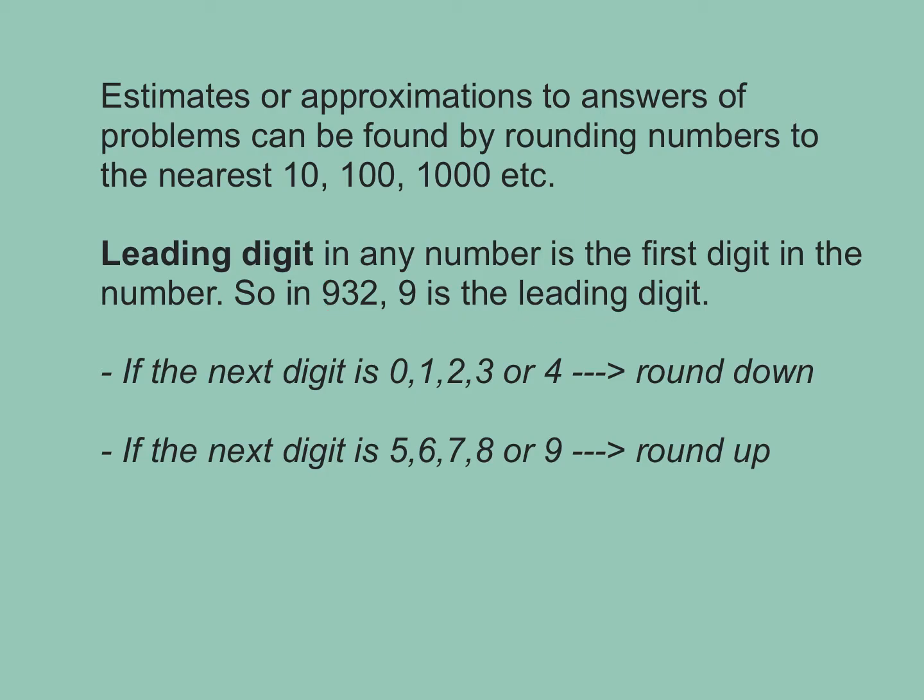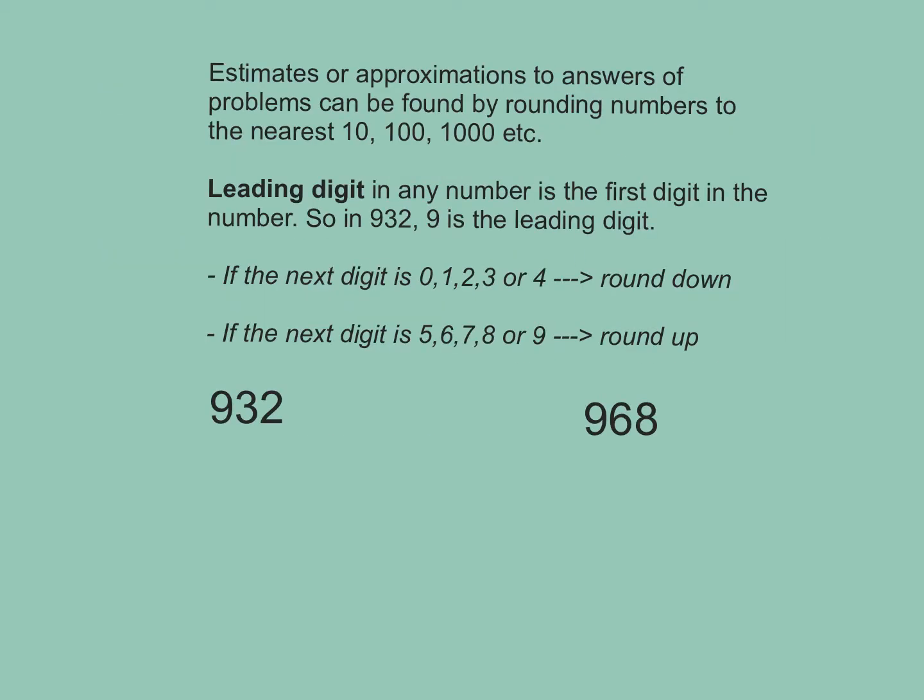Other things you need to know: if the next number is either a 0, 1, 2, 3 or a 4, we round the number down, and if it is 5, 6, 7, 8 or 9, we round the number up. So if I had 932 and I wanted to round that to the nearest 100, I'd look at the leading digit, that's 9 or 900. The next number is 3, therefore it's in this grouping over here, which means I need to round it down. So 932 rounded down gives me 900.